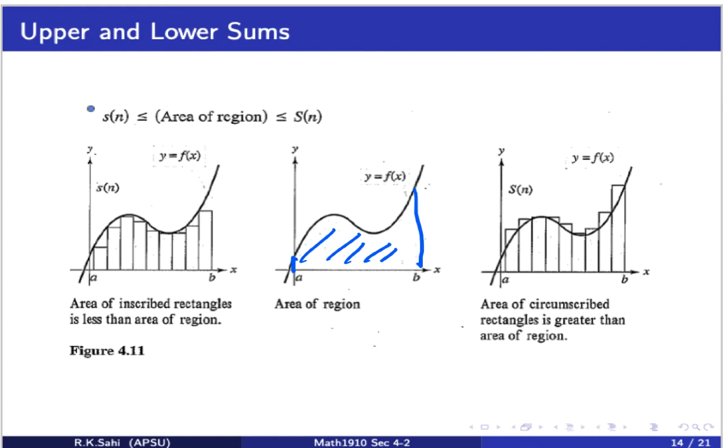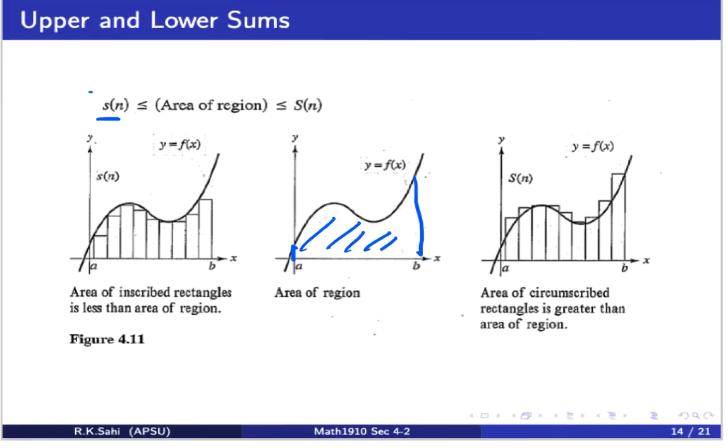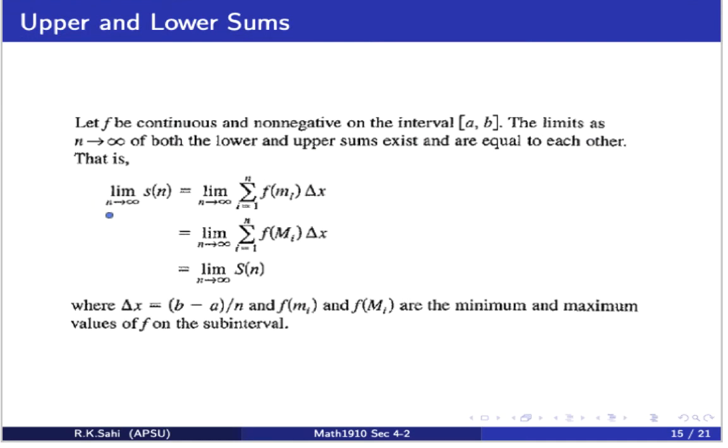So what we notice is that when you add up all the inscribed rectangles, we get a lower sum. So the lower sum is less than the area of the region, which is less than capital S_n, which is all the upper sums. If I increase the number of rectangles, that means if I take the limit, as the next slide tells us, the limit of S_n as n tends to infinity is the limit as n tends to infinity of the summation of f of m_i. Remember, this is the minimum height in that ith interval. If you increase the number of rectangles and n tends to infinity, it becomes so close that the limit of the lower sums is the same as the limit of the upper sums.